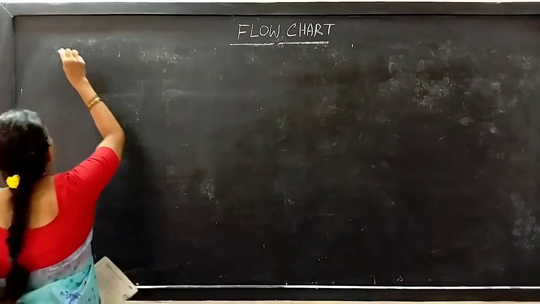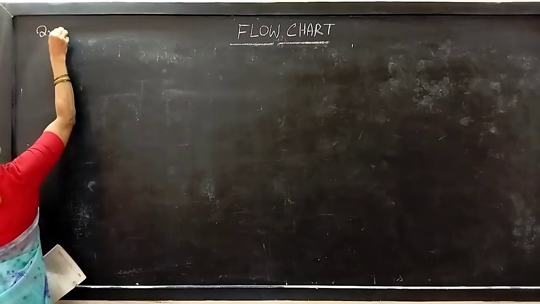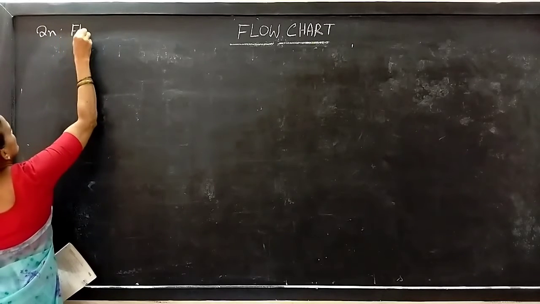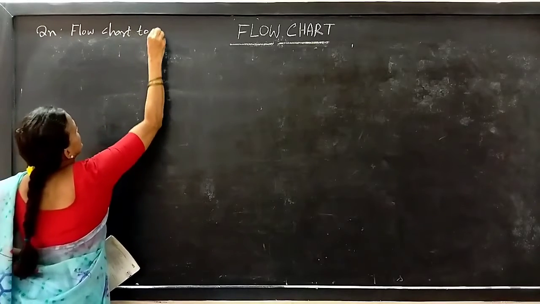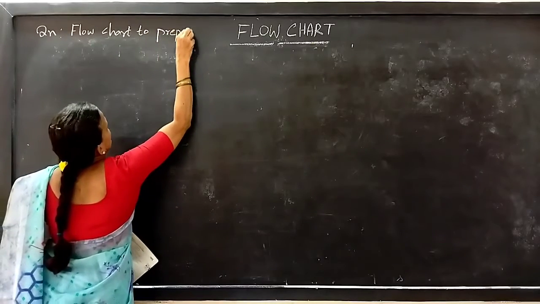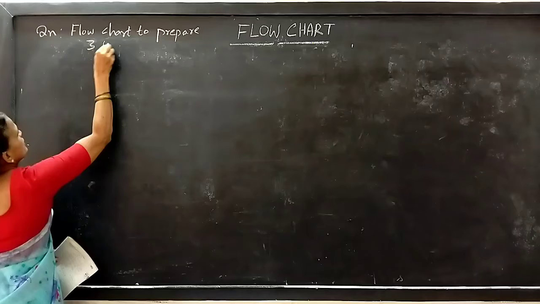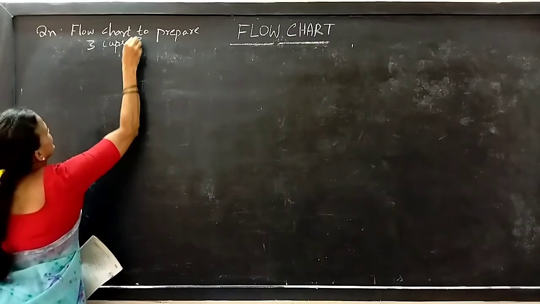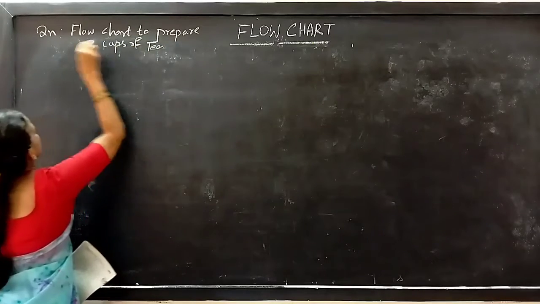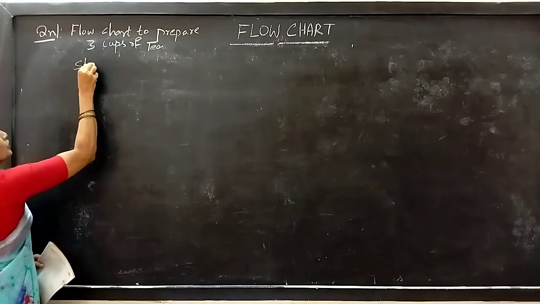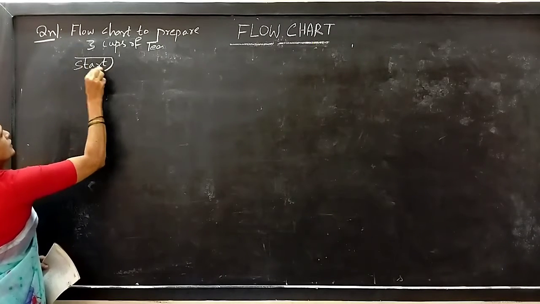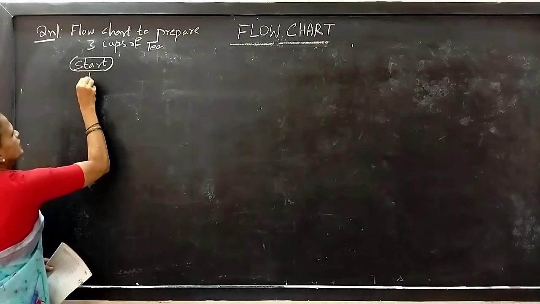So, the question will be: draw flow chart to prepare 3 cups of tea. Okay. Now, first step is to start, using the symbol terminator.